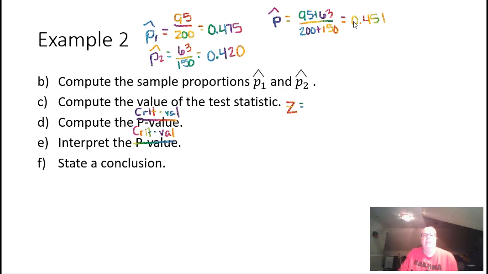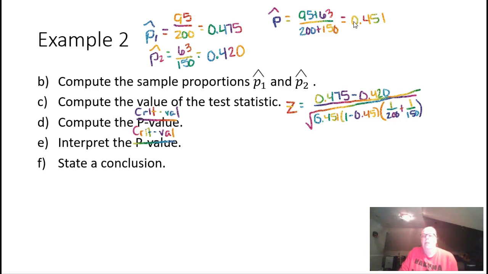All right, so our z statistic, we're going to look at p1 hat minus p2 hat divided by p hat times 1 minus p hat times 1 over 200 plus 1 over 150. And then remember, we're going to square root everything down here in the denominator. All right, let's put this in the calculator and see what we get. This is going to give me 1.023.